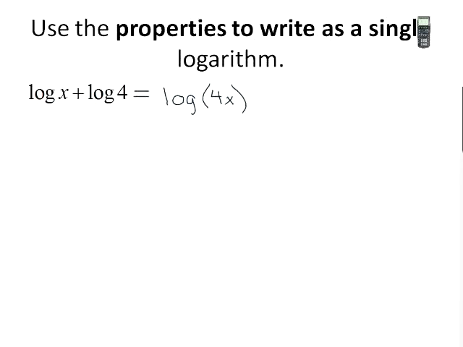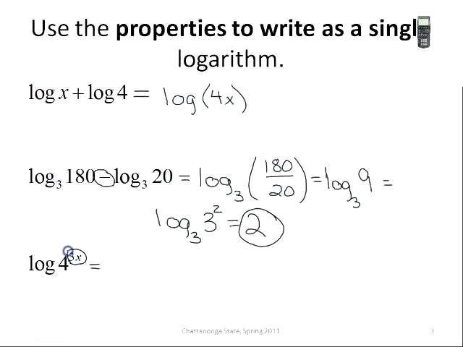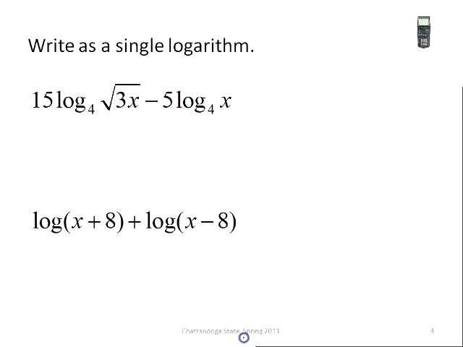This problem uses the power property, which says I take my exponent and pull it out in front so that that exponent is now the coefficient of the log. This would be 3x times the log of 4. These are just a little more complicated. Here I have a coefficient that I'm going to move to the exponent.